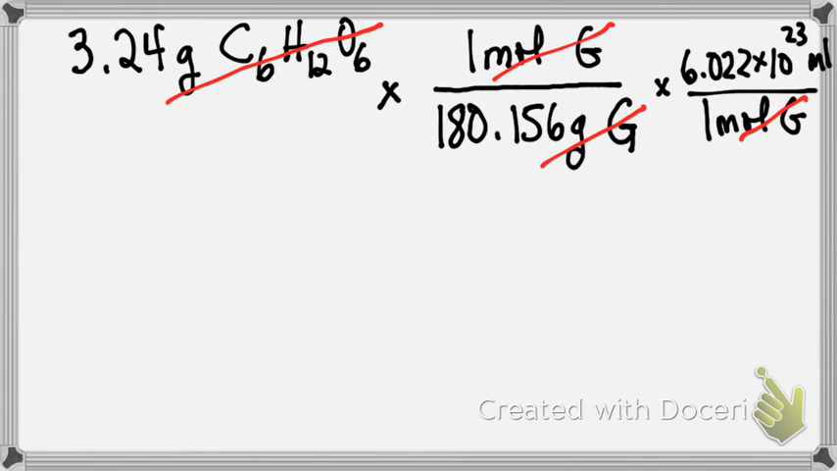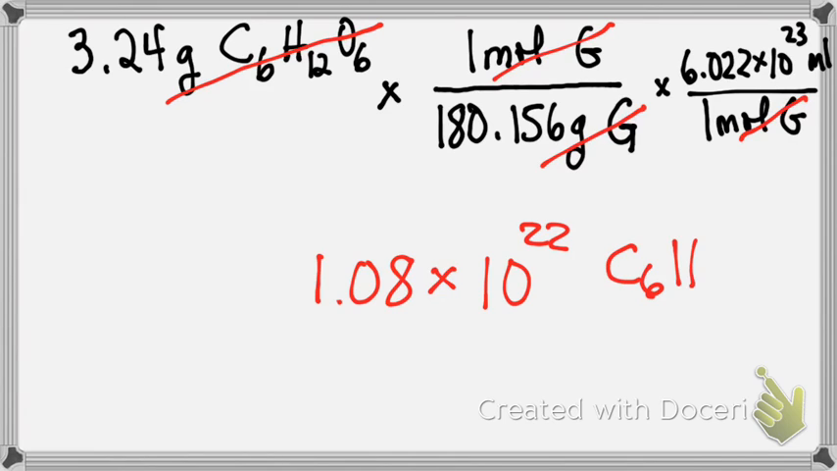So now all I need to do is to simplify this expression. I'm going to multiply 3.24 times Avogadro's number. Now on your calculator, use a parentheses, 6.022, second comma to the 23rd, and then I'm going to divide that number by the molar mass, 180.156. And the result I obtain is 1.08 times 10 to the 22 C6H12O6 molecules.